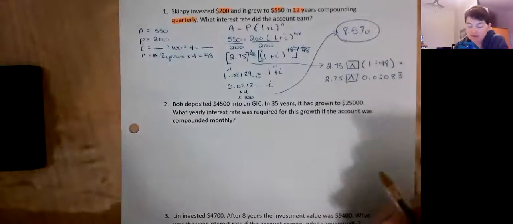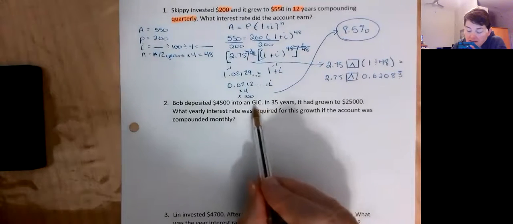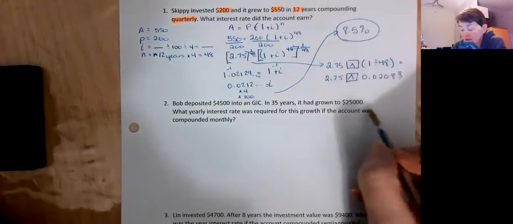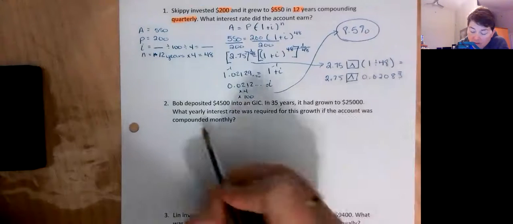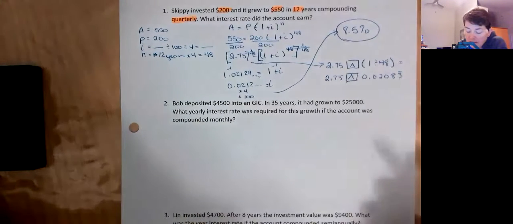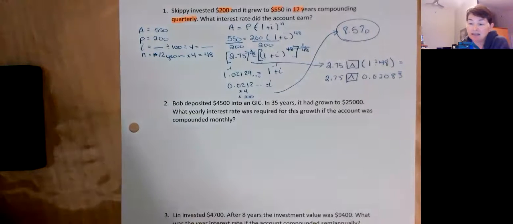All right, Bob deposited $4,500 in a GIC, guaranteed investment certificate. In 35 years it had grown to, ooh, look at that, $25,000. What yearly interest rate was required for this growth if the account was compounded monthly and, actually in reality, the interest rate stayed the same?